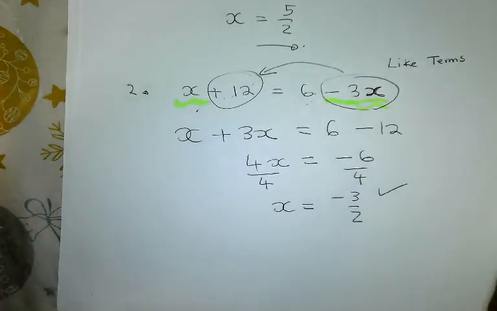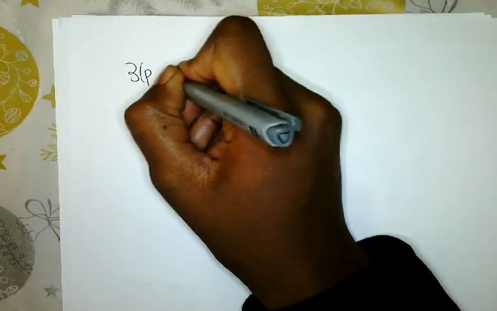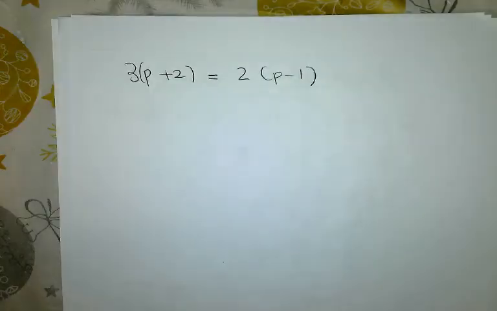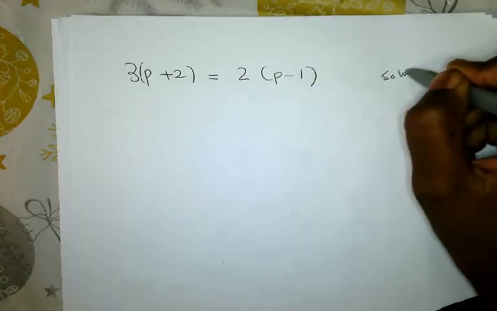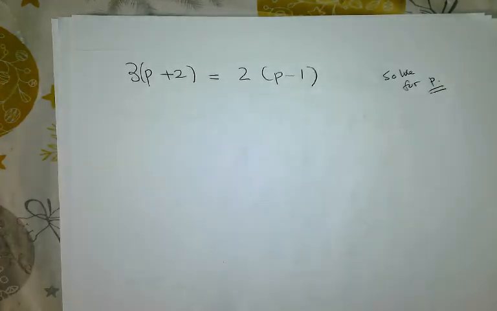Marvelous, wonderful. Nothing hectic so far, still basic equations. Let's pick another question. I'm going to do this one. 3 open bracket p plus 2 close bracket equals 2p minus 1. And in this case, we are solving for p. We want the value of p. We want to know how much p is. So what are we going to do there? We're going to start first by multiplying in the brackets.